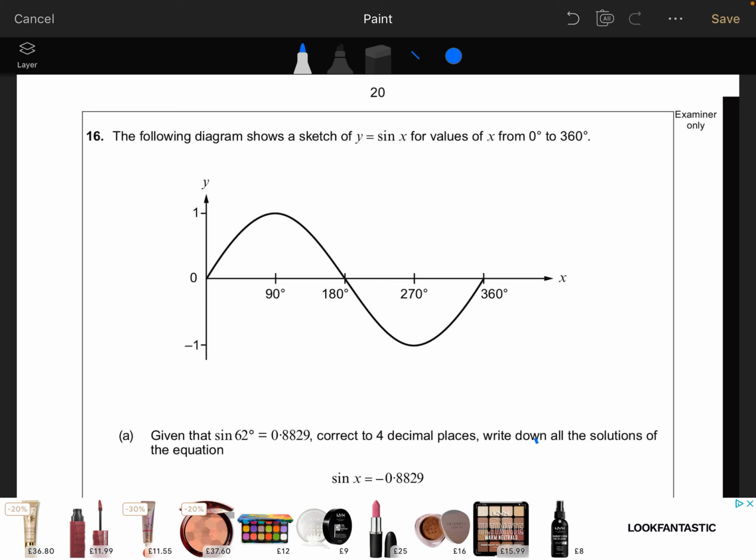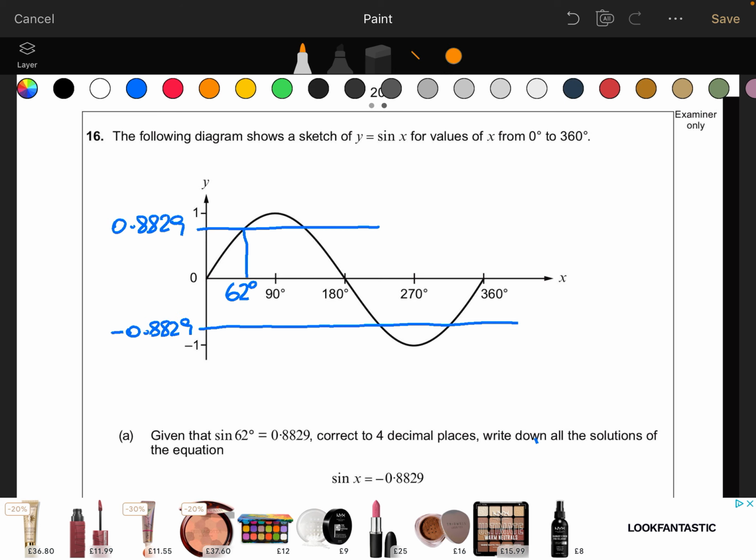So we've got sine 62 is 0.8829. So if I draw a line here like this across, at 0.8829, and they've said that that value there is 62 degrees. So we're going to use the symmetrical properties here, okay? We want negative 0.8829, so again I'm going to draw a line across something like that at negative 0.8829, and I'll change colours slightly here.